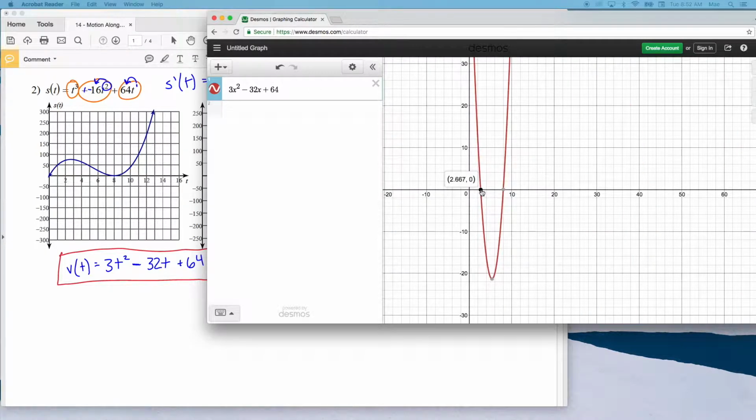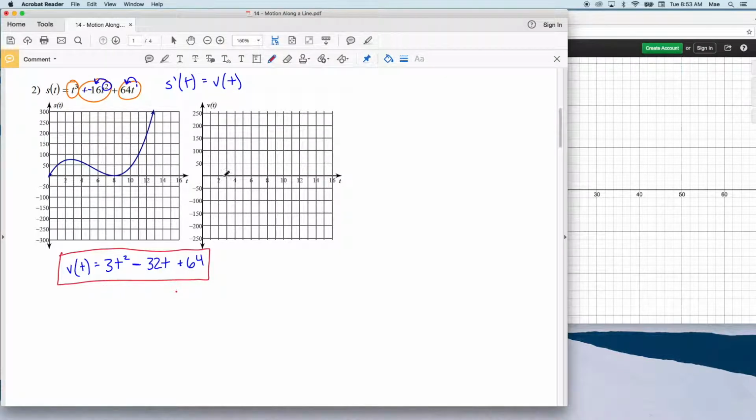So let's go ahead and graph our x-intercepts. Our x-intercepts are at 2.667, so 2 2/3, and at 8, we're crossing over that x-axis. So our derivative at those points are 0. And if you look back at our position function at 2 2/3, we have a maximum, and at 8, we have a minimum.